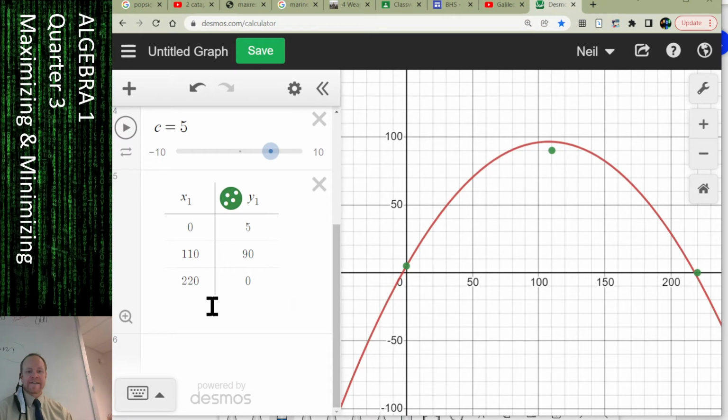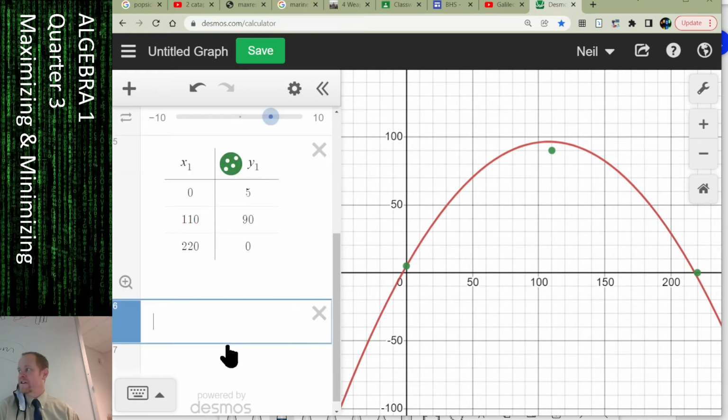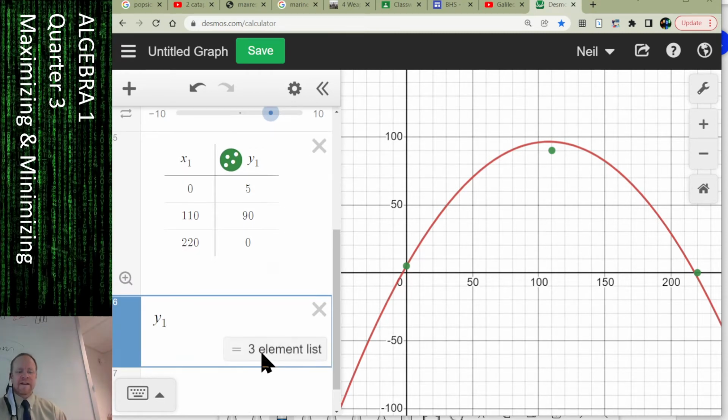And the last class, I already typed in my information, so I've got my table with my start, middle, and end. And if you click down below it, it gives you a place to type in your equation. And you don't need to press the shift minus to get a subscript. You just type y1, and it knows to put it below your y, so it says y sub 1.